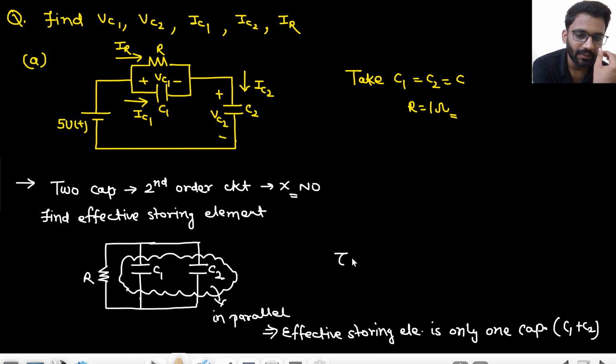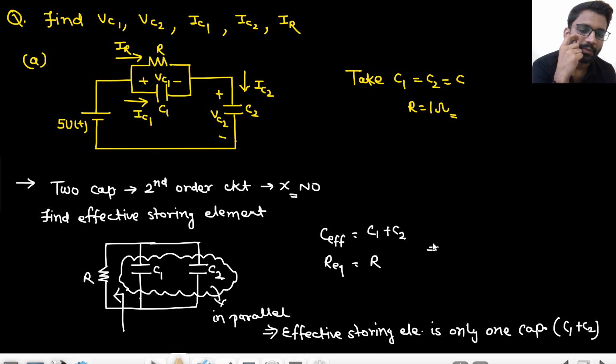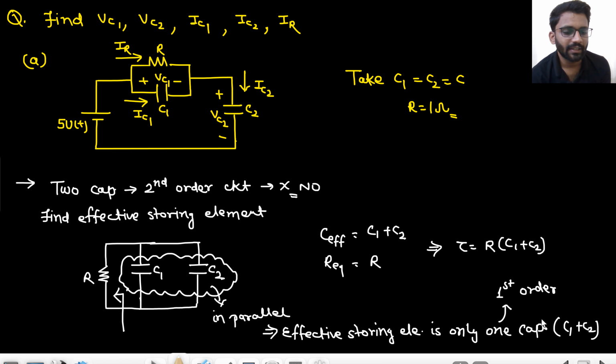So what will be your time constant now? So here I will write C effective. So what is C effective? C effective is C1 plus C2. What is R equivalent? From here what do you see? R equivalent is R only. Right? So what will be the time constant? Time constant would be R into C1 plus C2. And from here you understand this is a first order circuit. So in a first order circuit there will be only one time constant. If it was a second order circuit, there would have been two time constants. Okay, so only one time constant is there, that is R into C1 plus C2.